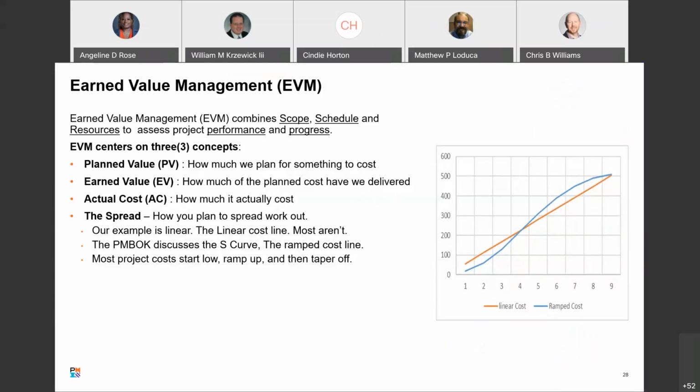This is actually a methodology. As you'll see up here on the screen, I'll go ahead and jump into it. It's a methodology that combines scope, schedule, and resource measurements. With it, you can assess your project performance and your progress throughout your project execution.